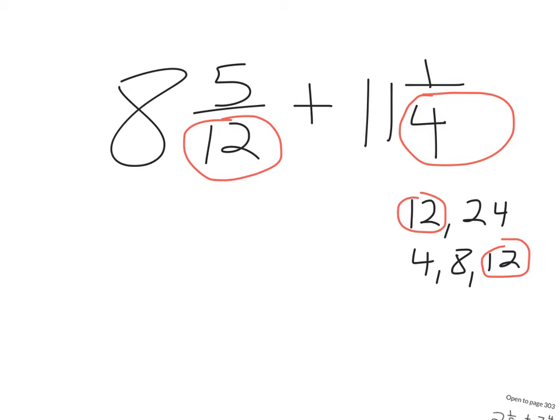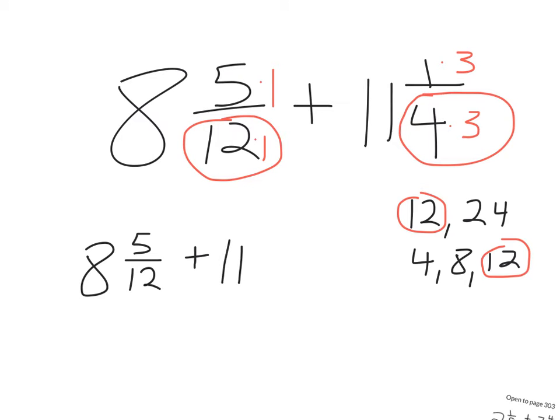So 12 times 1 is 12. I need to multiply by 1 on top, but obviously that doesn't change anything. 4 times 3 is 12, so I need to multiply on top by 3. That gives me my new problem that I've got 8 and 5/12 plus 11 and 3/12.